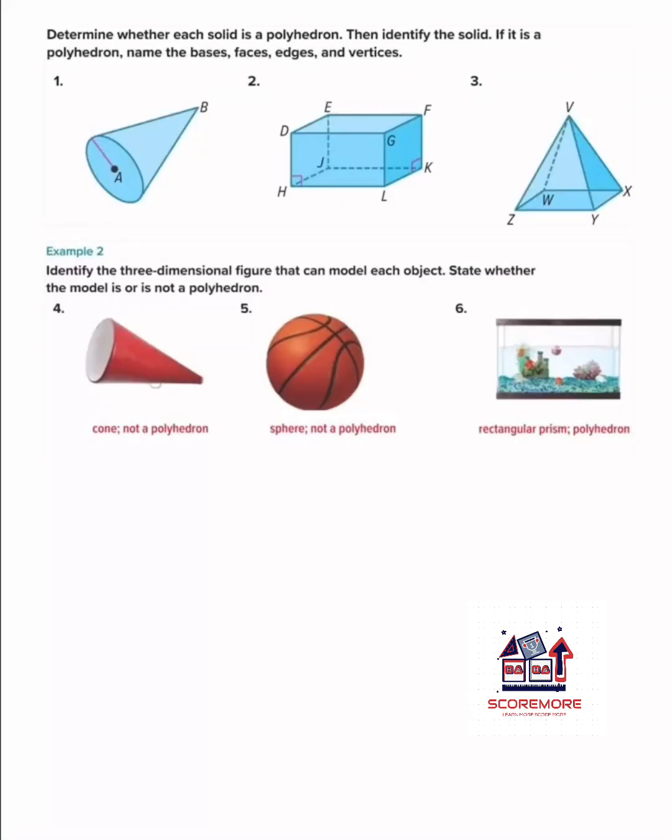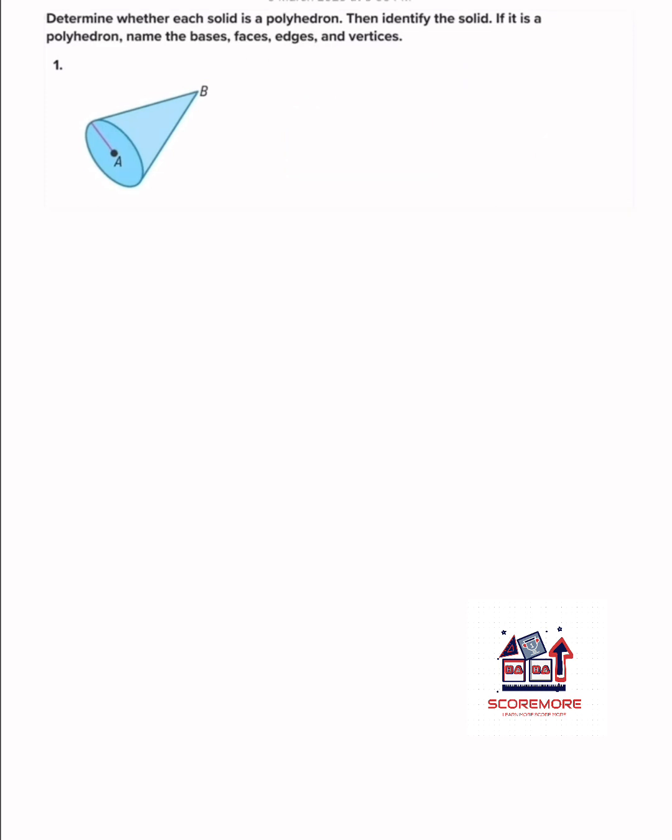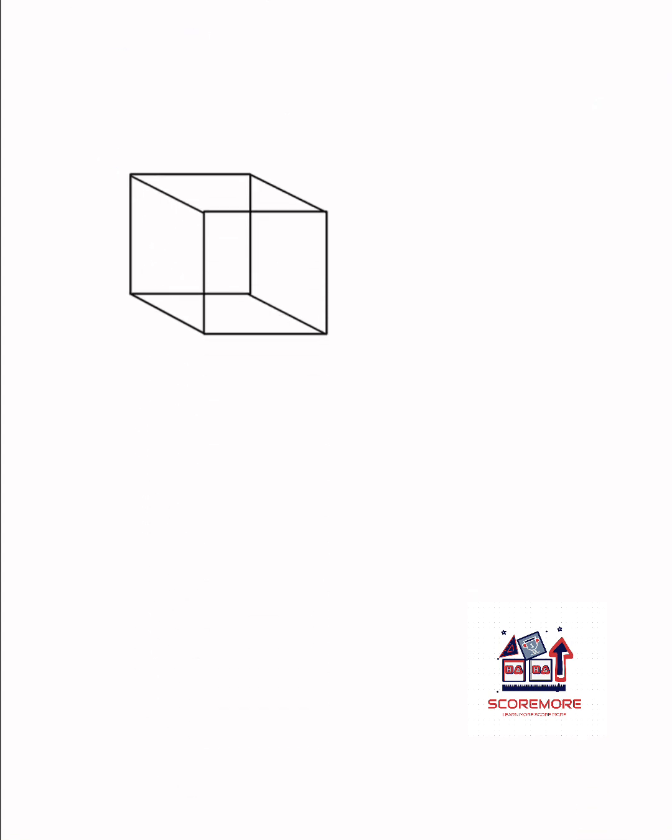Hello everyone. Today we are solving these types of question. So let's go for the first question. First thing we have to read the question. Determine whether each solid is a polyhedron, then identify the solid if it is a polyhedron. If we have the shape of a polyhedron, we have to name the base and the faces and the edges and the vertex.